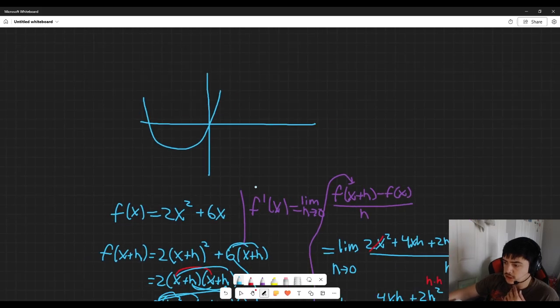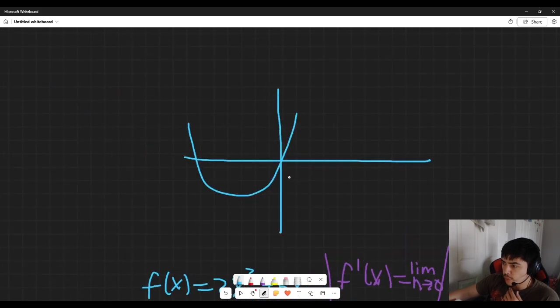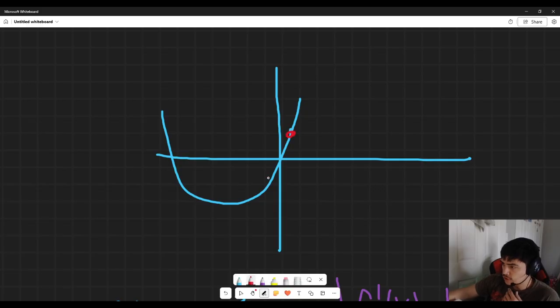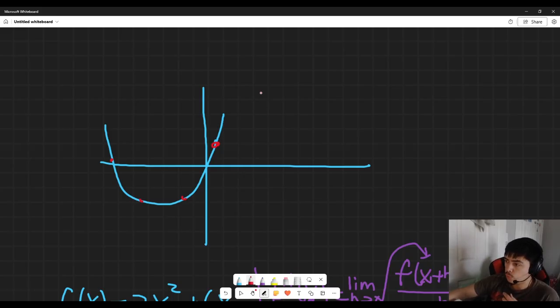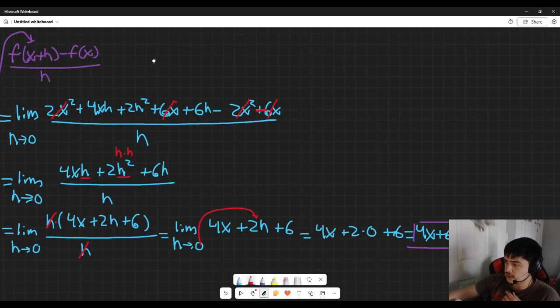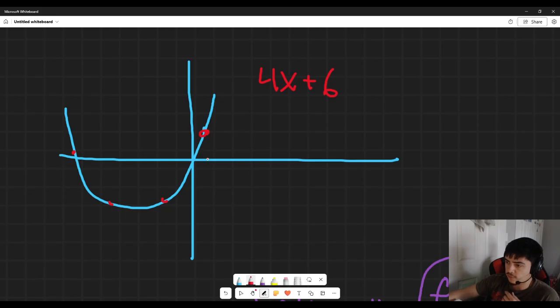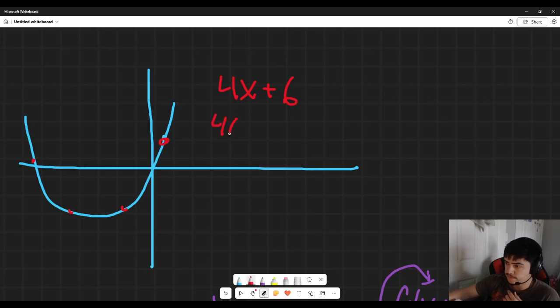And so what this is telling us is that the slope at any point on our function, on our parabola, any point we choose, the slope at that one point will be 4x plus 6. So if we chose this x point right here, 0, we plug that into here. That means the slope of the tangent line, or the slope at this exact point right here, the slope of that tangent line, is 6. That's what this is telling us.